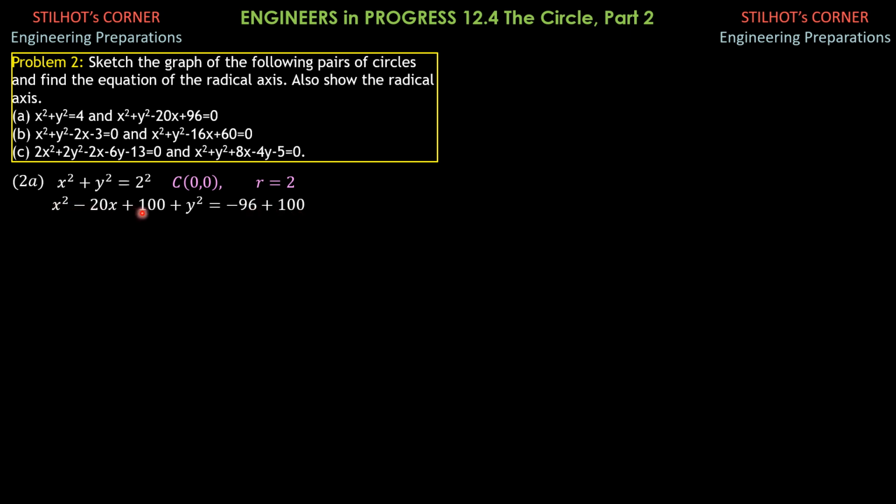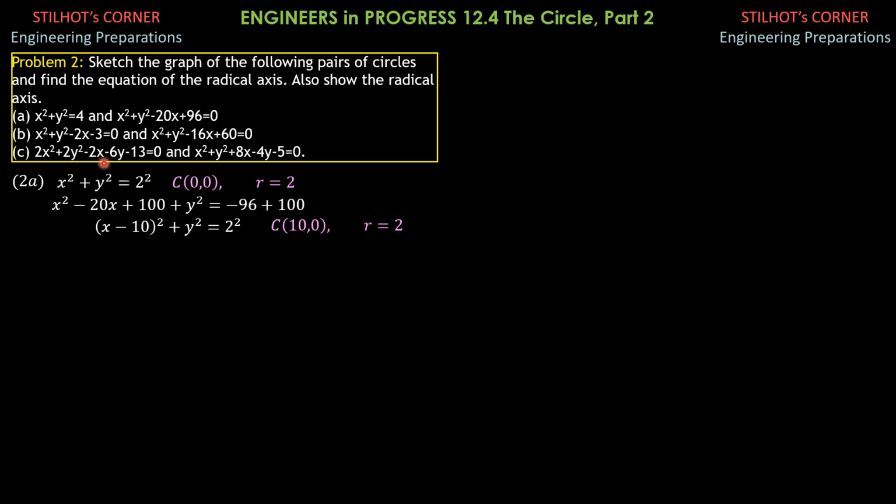The first three terms are perfect square trinomials, and we write this as (x minus 10) squared, then plus (y minus 0) squared, or simply y squared, equals 2 squared. So this is a circle with center at 10. Equate this to 0, so x minus 10 equals 0. So x, or h, is 10, and y minus 0 equals 0, so y is 0. So center (10, 0), radius is 2. We can now plot these two circles and find the equation of the radical axis.